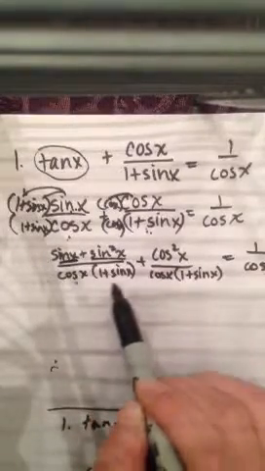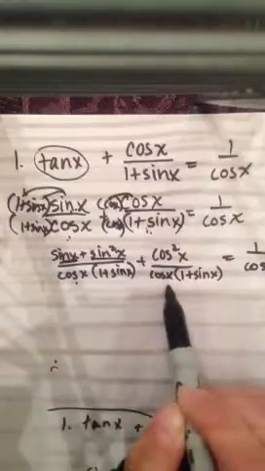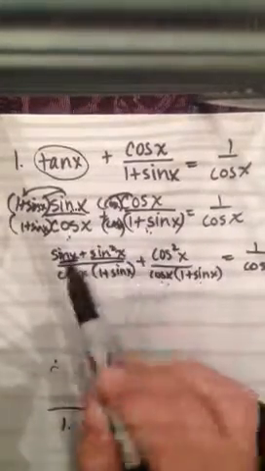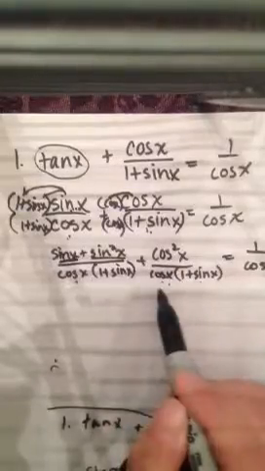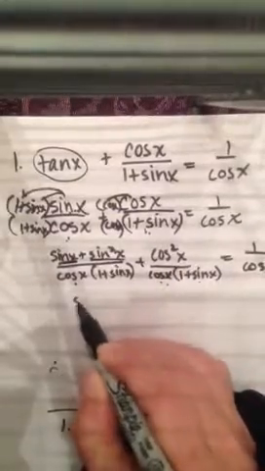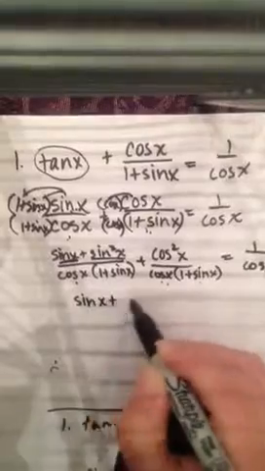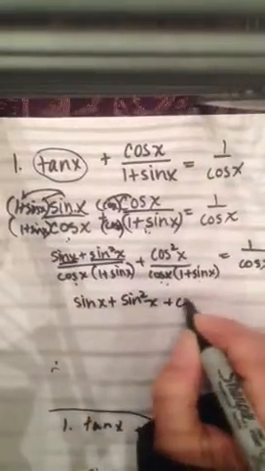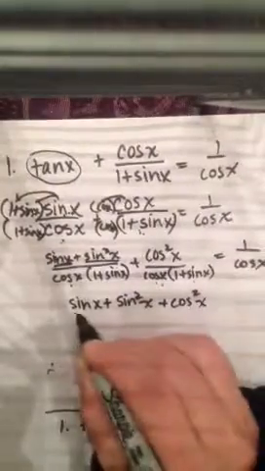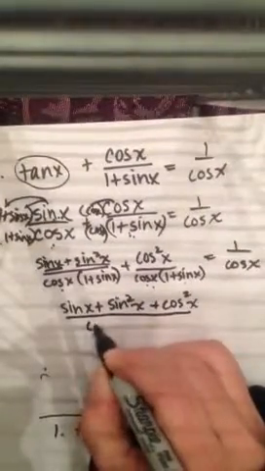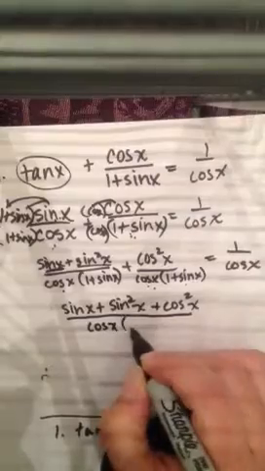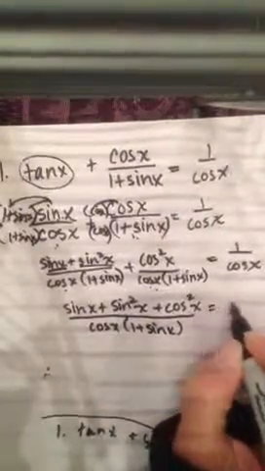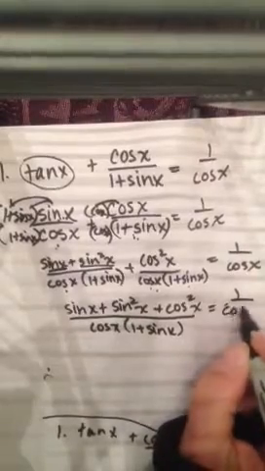Okay, so now I have sine x plus sine squared x, and I have the same denominator. Notice this one's cosine x, 1 plus sine x. This one also has cosine x, 1 plus sine x. So that means I can actually combine all of the numerator because I have the same denominator. So I'll have sine x plus sine squared x plus cosine squared x, and I'm going to put it all over the same denominator, which is cosine x, then 1 plus sine x. Okay, and we're trying to make it look like this right side, which is 1 over cosine x.